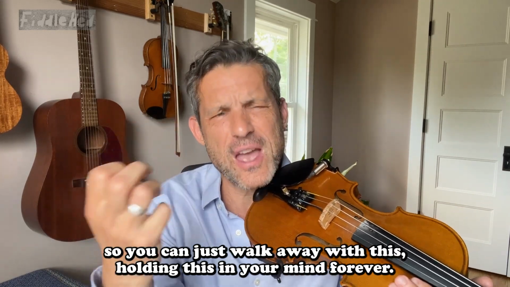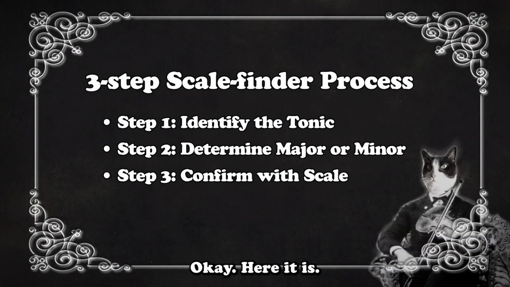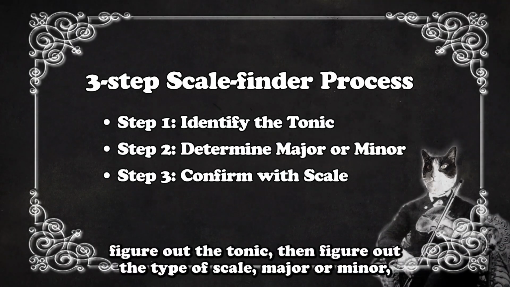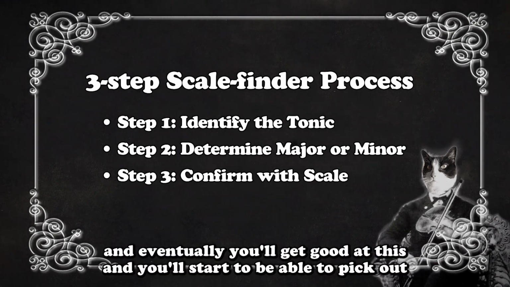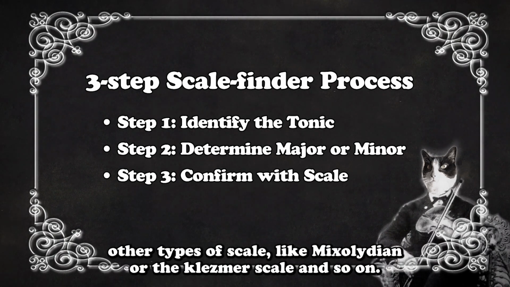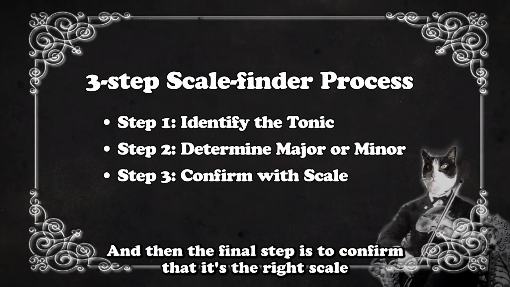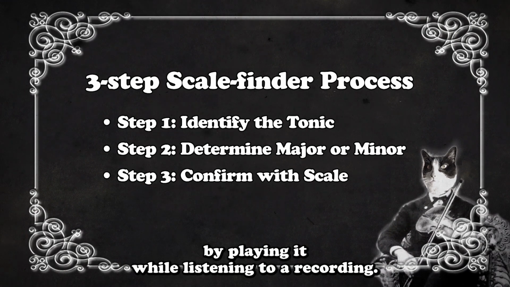So, we're gonna close with the takeaway, so you can just walk away with this, holding this in your mind forever. Okay, here it is. If you wanna figure out the scale of a song by ear, first figure out the tonic, then figure out the type of scale, major or minor. Eventually you'll get good at this, and you'll start to be able to pick out other types of scale, like Mixolydian or the klezmer scale, and so on. And then the final step is to confirm that it's the right scale by playing it while listening to a recording.